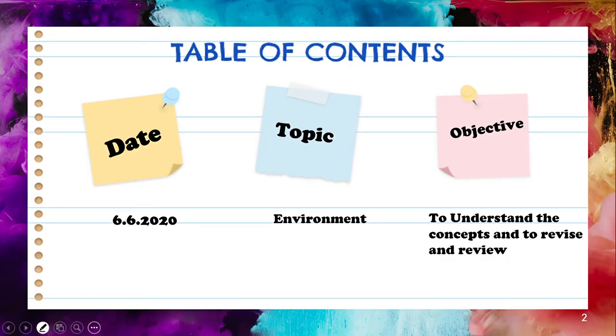So let's see what is the topic, date and objective of today's session. So date is 6 June today and the topic is environment, and the objective is to understand the concepts and to revise and review. To revise means we'll be revising the last topics and reviewing today's topics with the help of a worksheet or an activity.